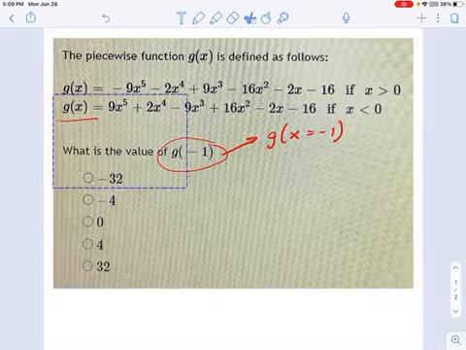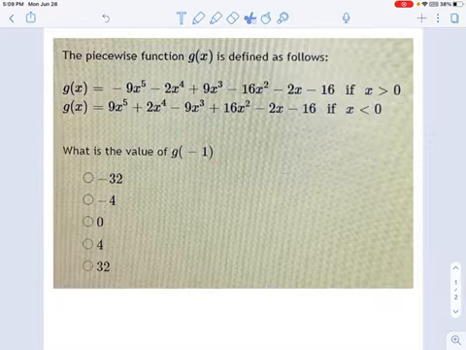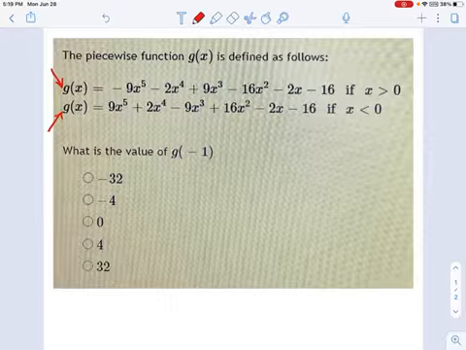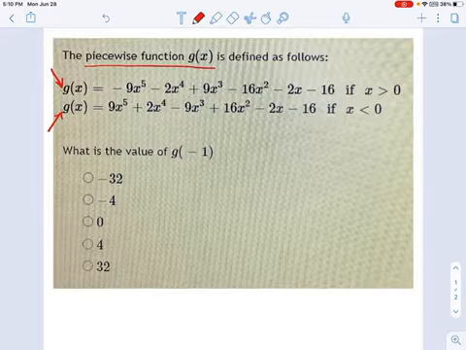There's also a twist here, which is that if you look closely, you're going to see two equations. There's one, there's the other. So the question is, which one of these equations do we use? And that's why this is called a piecewise function. Notice that phrase, piecewise function.